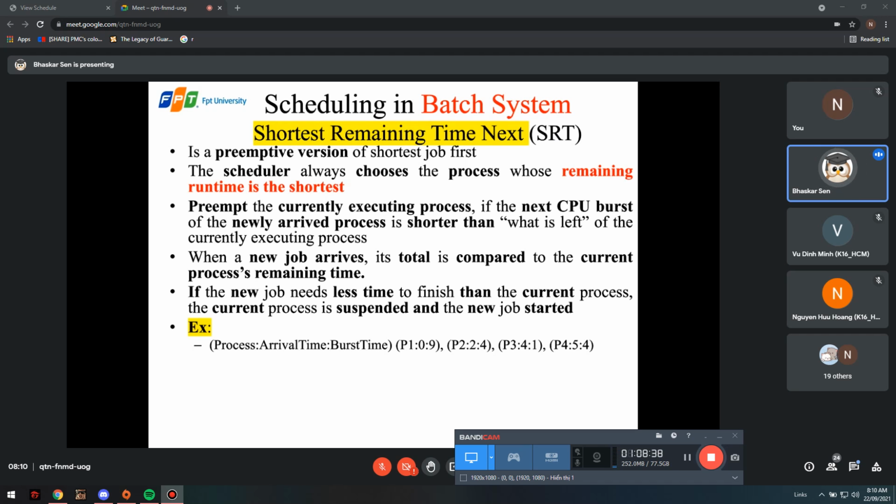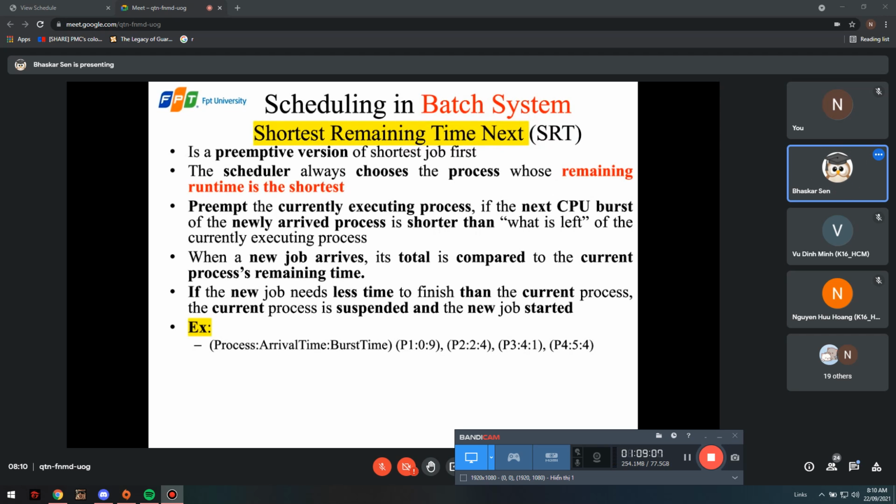It's called shortest remaining time next, or SRT. Shortest remaining time next, in fact, is a preemptive version. It works like a preemptive algorithm. Probably in your book, they will refer to it as a preemptive one. It is preemptive because this is the one where the processes are getting switched. All right.